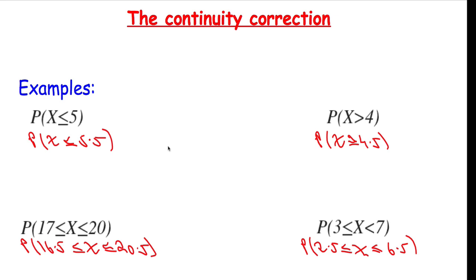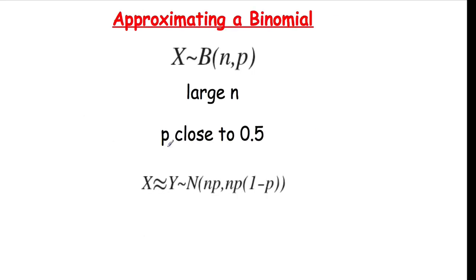Okay, let's have a look at some examples here. If I want to approximate a binomial, if n is large and p is close to 0.5, we can say my binomial can be approximated by a normal distribution such that the mean is np and the variance, or sigma squared, is np times 1 minus p.